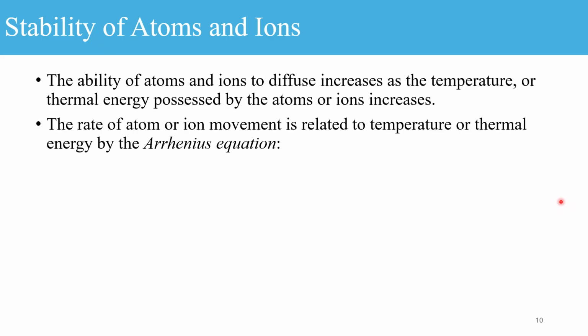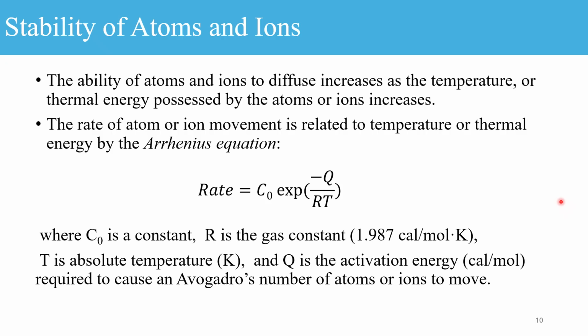The rate of atom or ion movement is related to temperature or thermal energy by the Arrhenius equation, which is given as rate equals C naught times exponential of minus Q by RT, where C naught is a constant, R is the universal gas constant, which is 1.987 calories per mole per Kelvin. T is the absolute temperature measured in Kelvin, and Q is the activation energy required to cause an Avogadro's number of atoms or ions to move, measured in calories per mole.